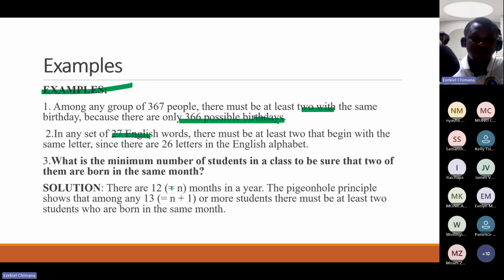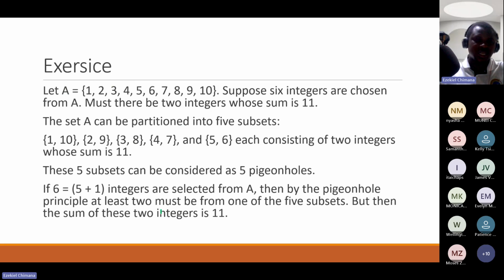So there are 12 months in a year, and the pigeonhole principle shows that among any 13, which is the minimum, or more students, there must be at least two students who are born in the same month. So that's how you answer such types of questions.